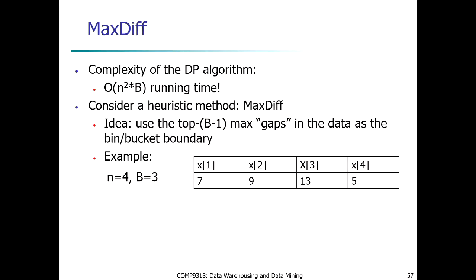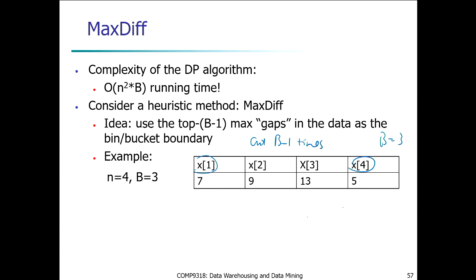So in practice, if you really have a large data set, we usually come to a heuristic algorithm called max_diff. And the algorithm is actually very, very simple. The general idea is that whenever we need to divide, let's say, these 4 items into B equal to 3 bins, the input is exactly the same as the optimal binning algorithm. We cannot change the order of the input X elements. And if we want to cut them into 3 bins, all you need to do is cut twice, that is, cut B minus 1 times.